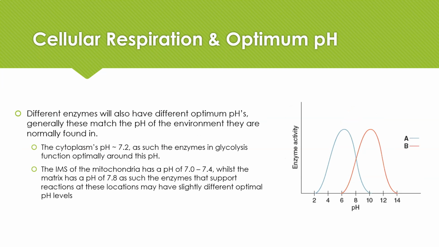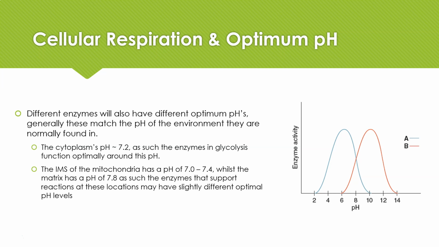Like I said, different enzymes will have different optimum pHs, and you can see here in the graph that you have enzyme A and enzyme B, and they've got different optimum pHs. That probably means they exist in different environments, where A is in a slightly more acidic environment and B is in a slightly more basic environment, and that's where they function best.